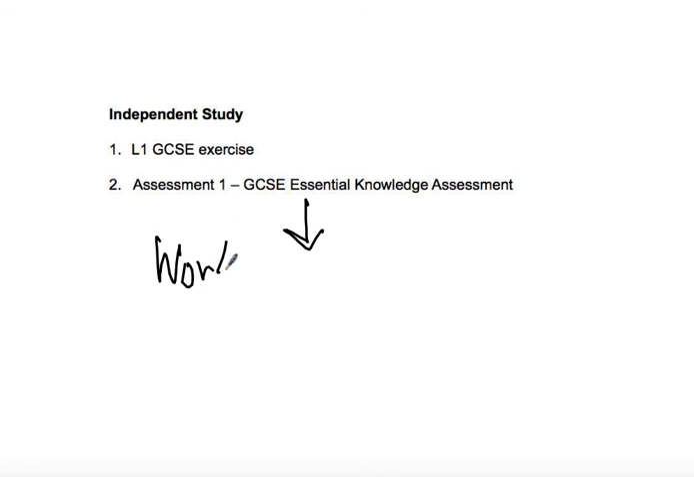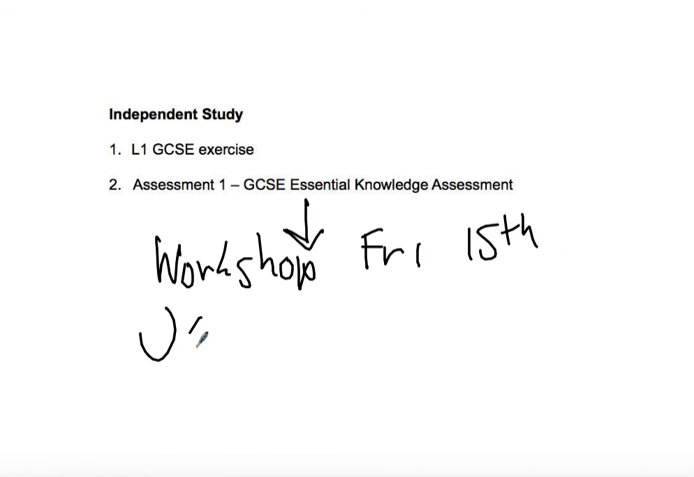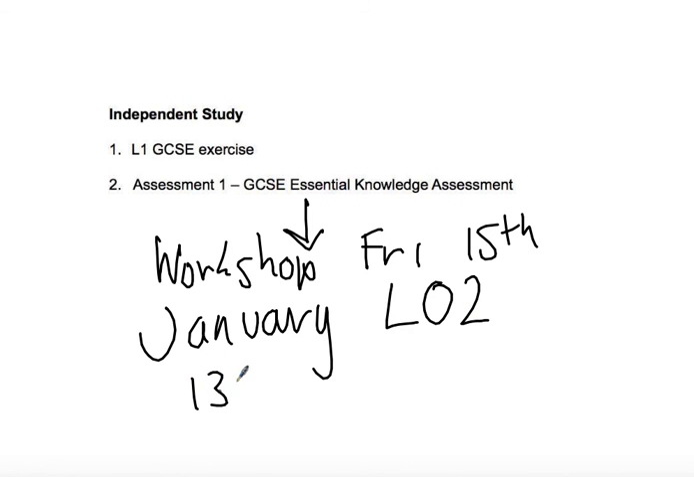The first workshop is going to be Friday 15th of January, and you'll find me, Mr. Smith, in L02. It's going to be, let's say, 1:30 to round about 2:15. I'll go through the assessment and you can come in and you can ask me any questions about anything in the exercise and anything in the assessment that you have not understood. Okay, I look forward to seeing you next Friday.